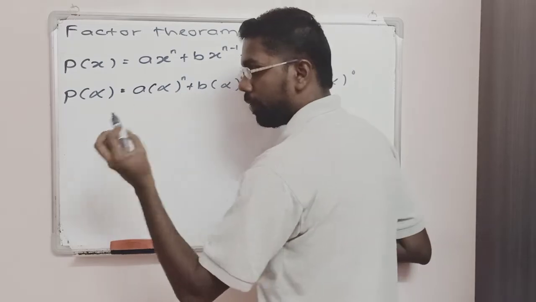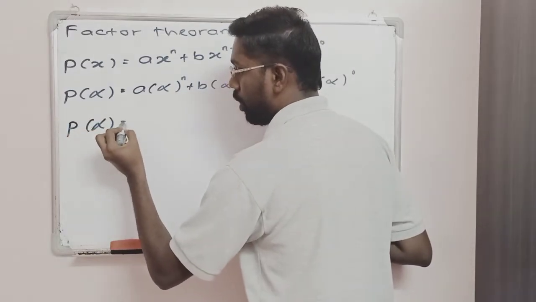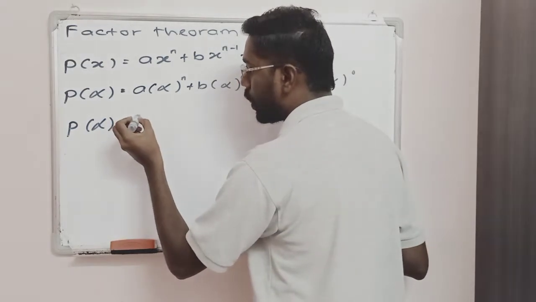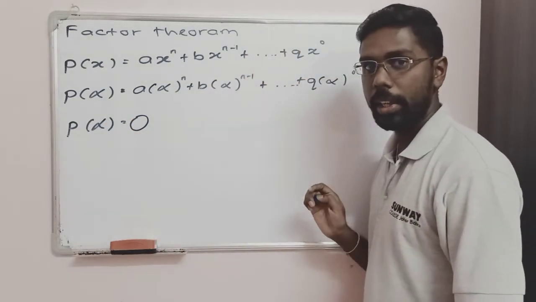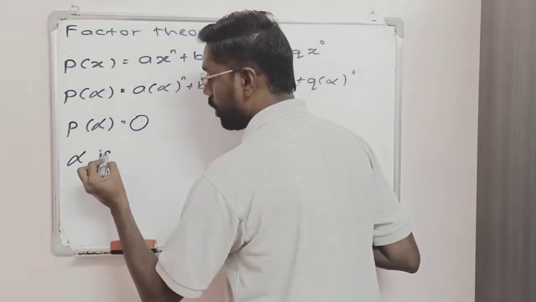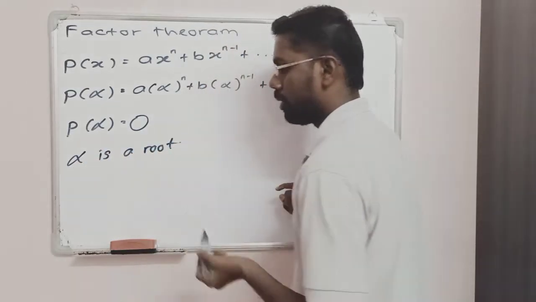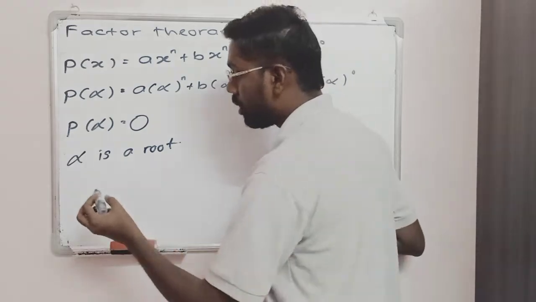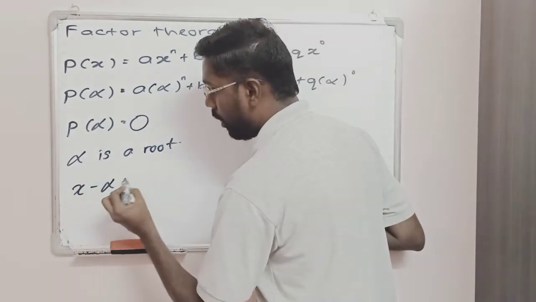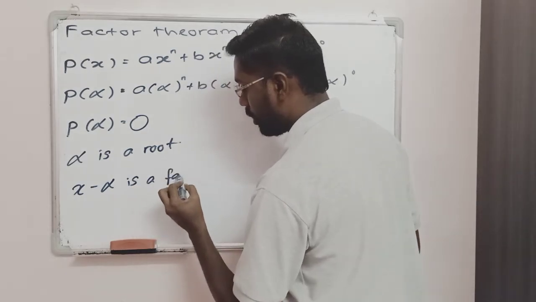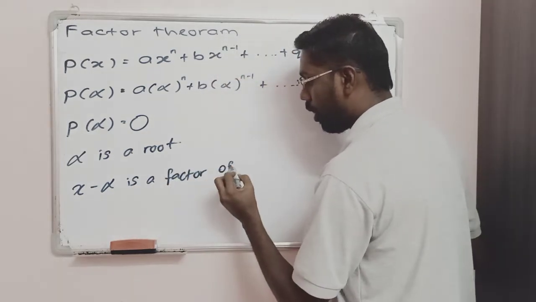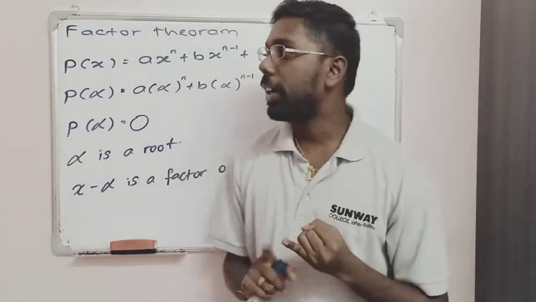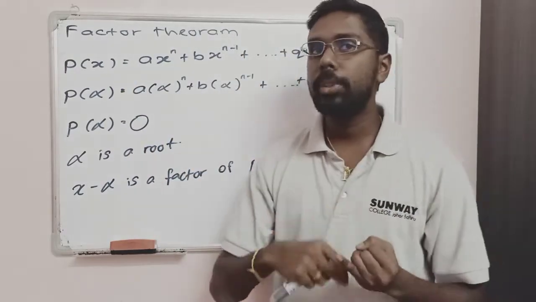If P(alpha), after you substitute this alpha value inside and then calculate, equals 0, which means alpha is a root of this polynomial, and then x minus alpha is a factor of P(x).